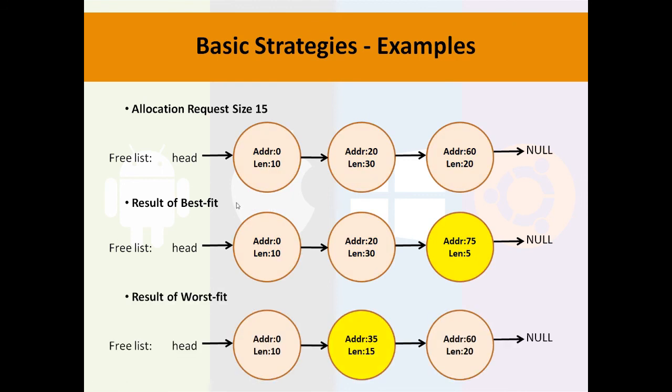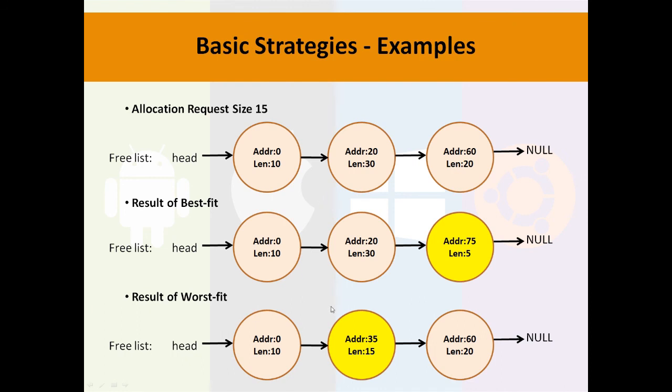Now the next example is worst fit. With worst fit, we just find the biggest chunk that fulfills the demand. That would be this second one, which is of length 30. We have a demand of 15, so 10 is not big enough. 30 is big enough, 20 is big enough, and 30 is the biggest one, so that's why it's the second one.